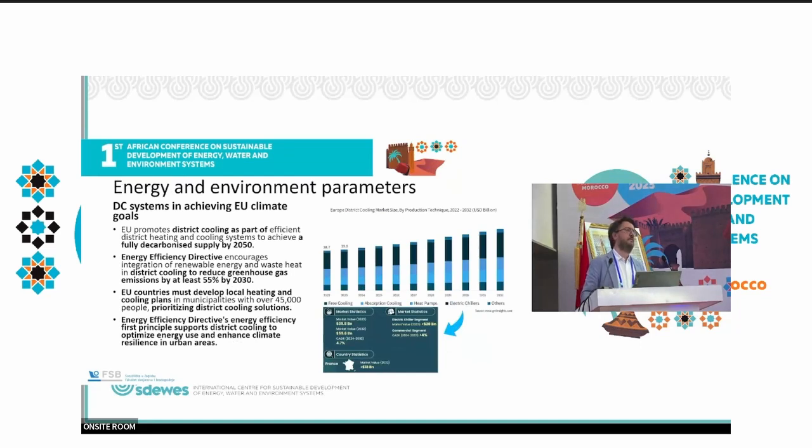The EU is quite clear on the position of district cooling systems regarding their energy and environmental parameters, because the European Union sees district cooling as a part of efficient district cooling and heating systems. One policy that I would mention here that will make a major change regarding district heating and cooling is the recast of the Energy Efficiency Directive, where now EU countries will need to develop local heating and cooling plans, and all of them that are above 45,000 people. So it's going to be, I think, a new push towards more efficient cooling systems.